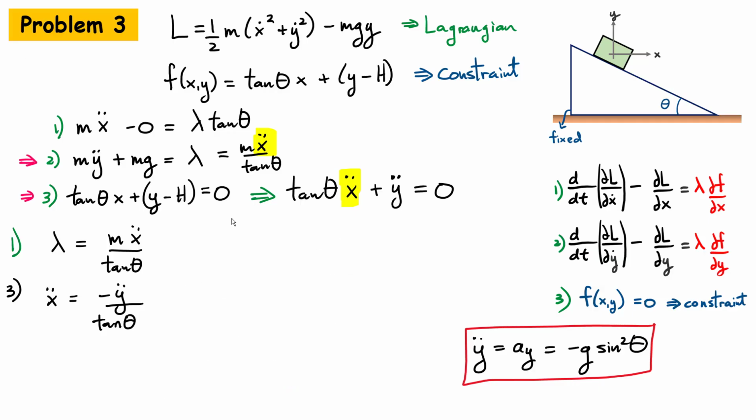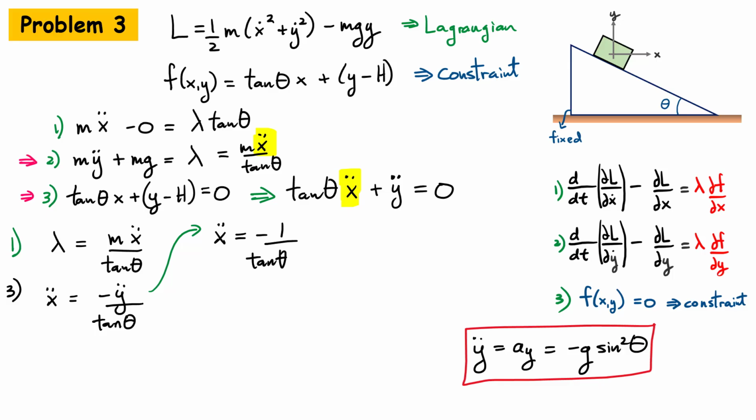All right, let's find the acceleration in the x direction now. If I know the y double dot value, it's very easy to find the acceleration in the x direction. Just substitute into this equation, right? You get minus 1 over tangent theta.